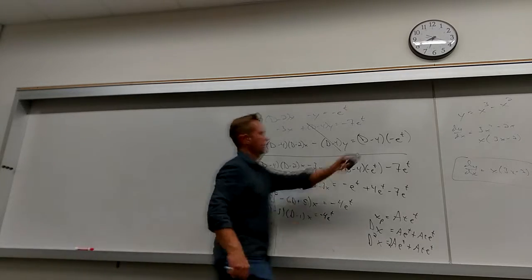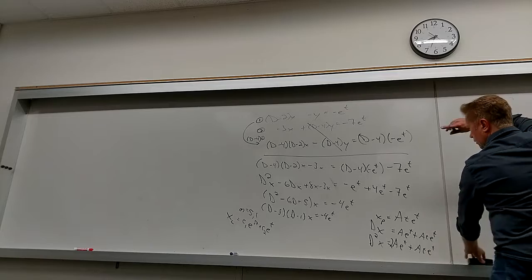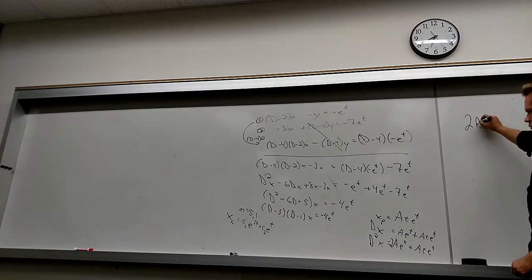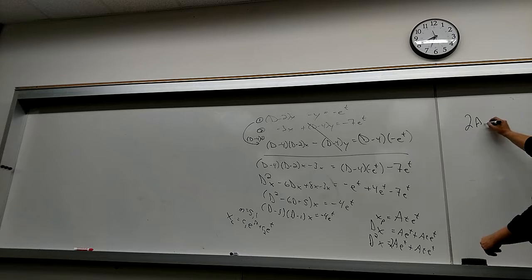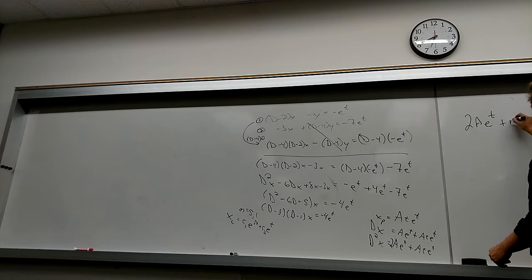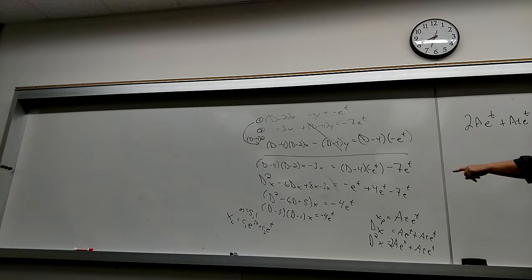So now if I throw all that in there, let's see. d squared x is 2a e to the t plus at e to the t. Minus 6 dx, that'd be minus 6a e to the t minus 6at e to the t. Plus 5x, that'd be plus 5at e to the t. And that's supposed to equal negative 4e to the t.